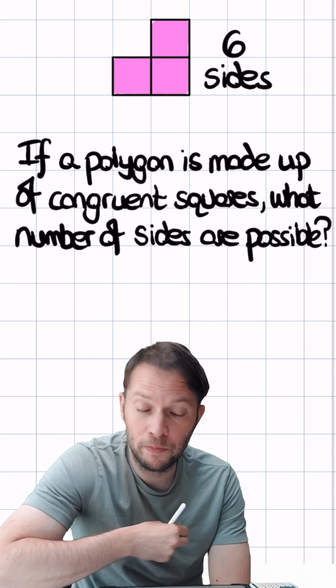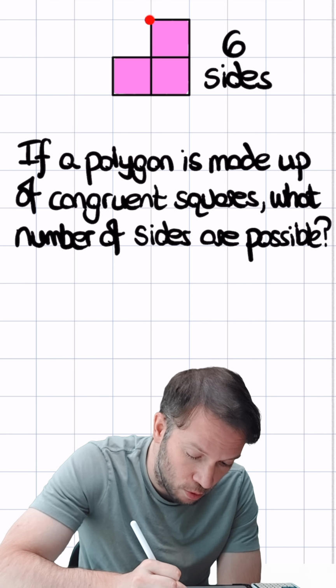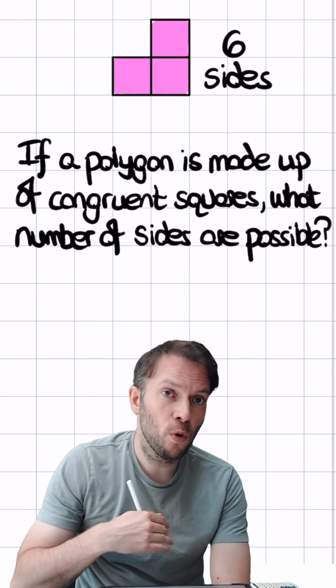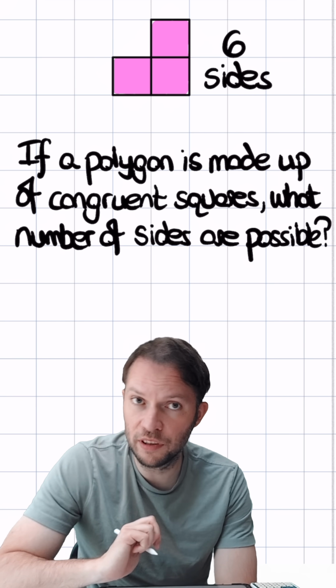Suppose we're allowed to put squares together of the same size and we could have as many squares as we want. Then you can see in this particular example, it forms a 6-sided polygon, a hexagon. And the question is, what different number of sides is possible when you put the squares together?